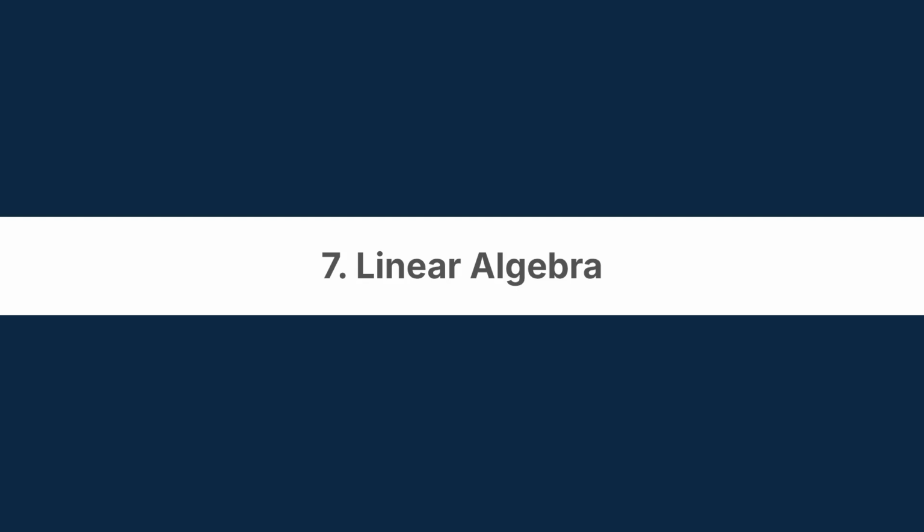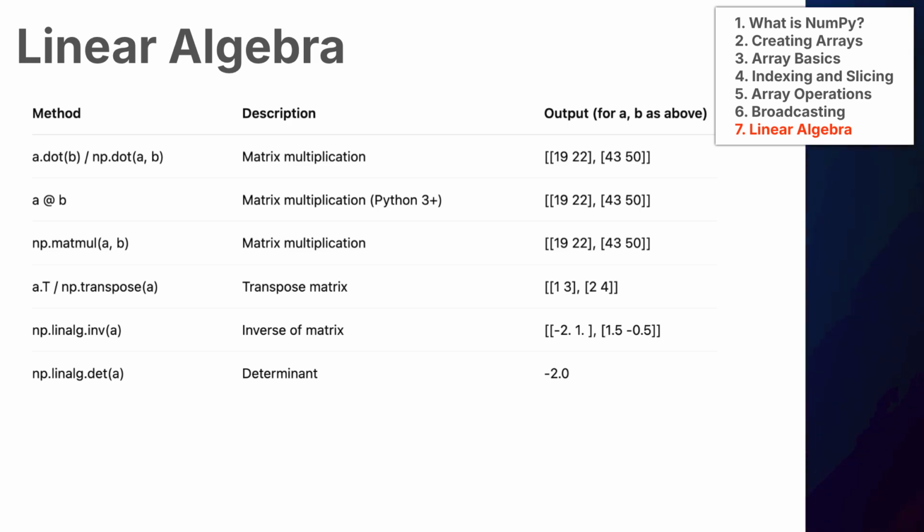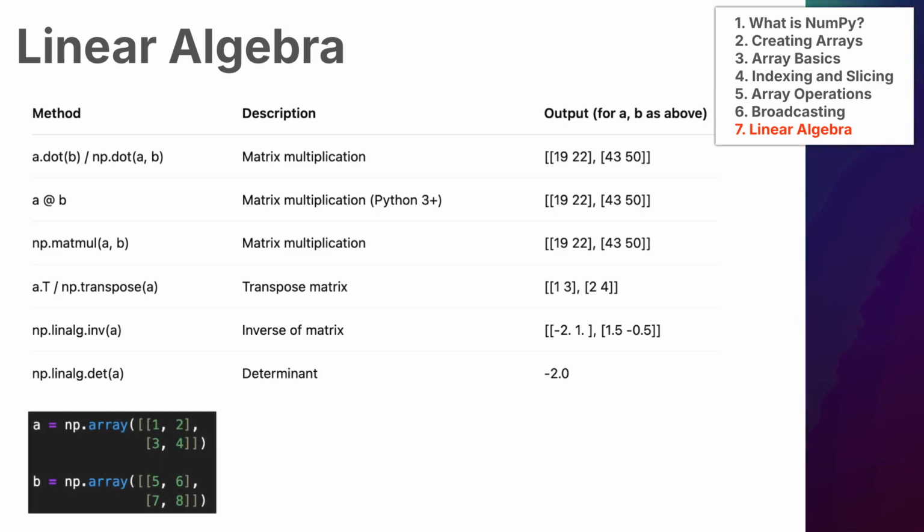7. Linear algebra. These operations go beyond simple element-wise math. They treat arrays like real mathematical matrices. Let's go through each method with easy examples. First of all, let's say you have two 2D arrays, A and B, shown at the left bottom.